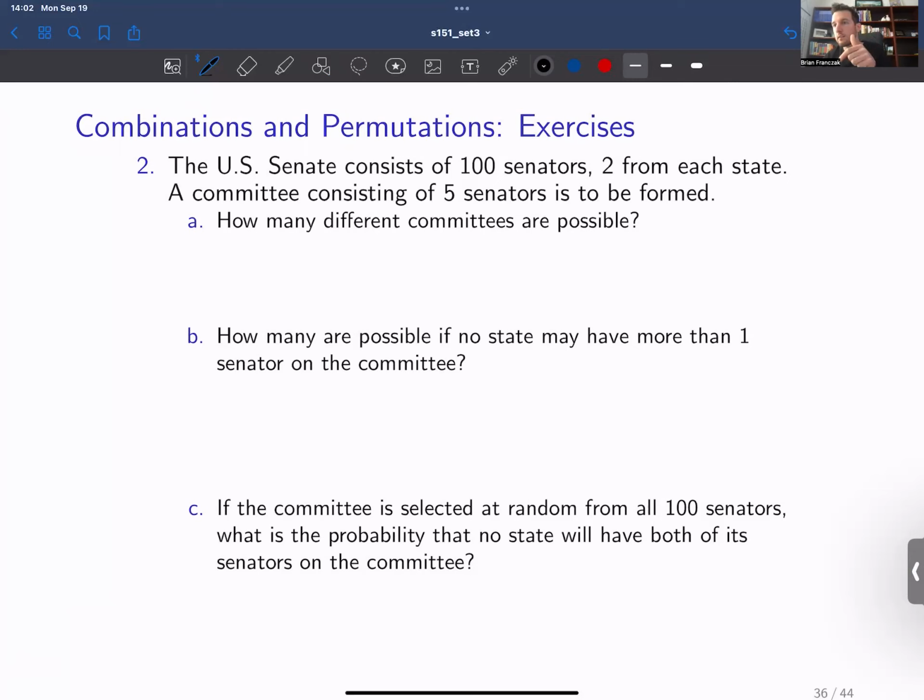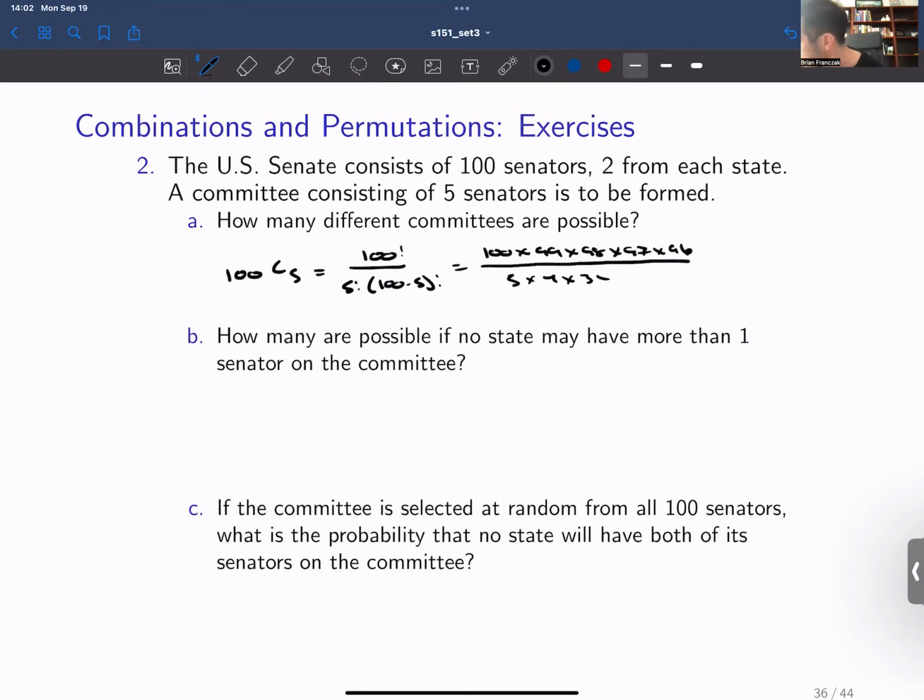It doesn't matter if the Texas senator enters first or the Florida senator enters first. Okay, so this is a combination. So we have 100C5. So this is 100 factorial over 5 factorial, 100 minus 5 factorial. So that's going to be 100 times 99 times 98 times 97 times 96 divided by 5 times 4 times 3 times 2 times 1.